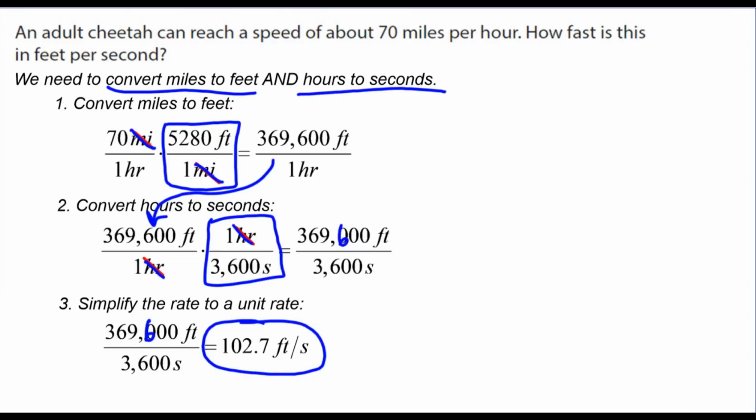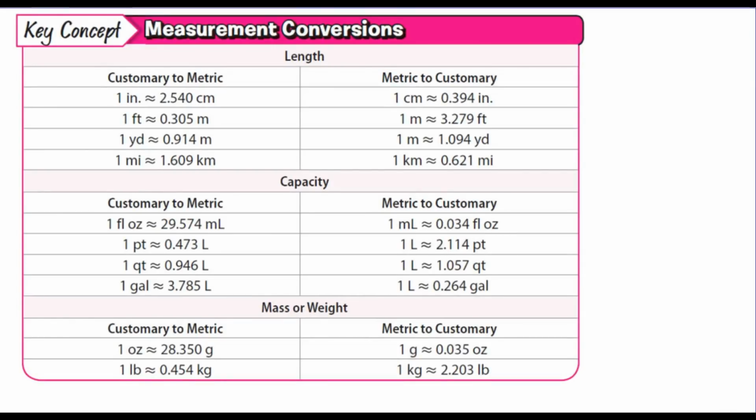So a couple of rates we had to change there. We're just going to do the process twice, and again, always using those unit conversion factors. Here's a table that's also in your textbook of measurement conversions that we can use to convert customary units to metric units or metric units to customary units. So we can also convert between units of measure.